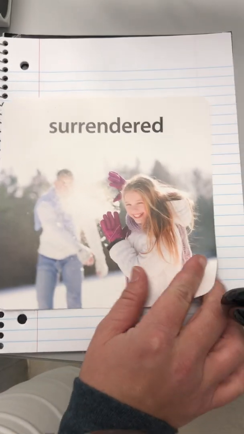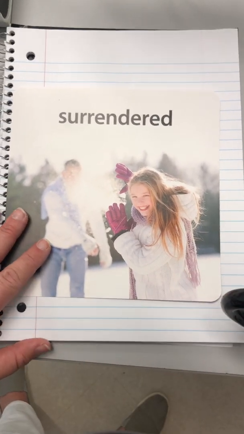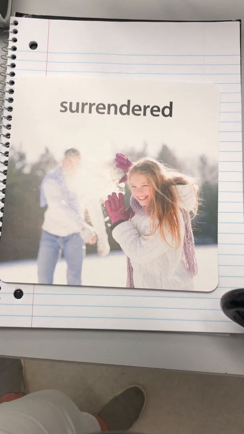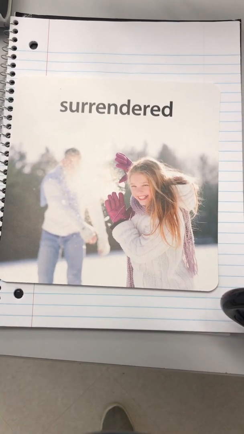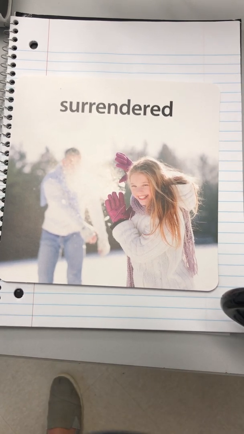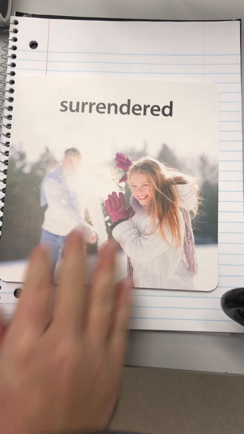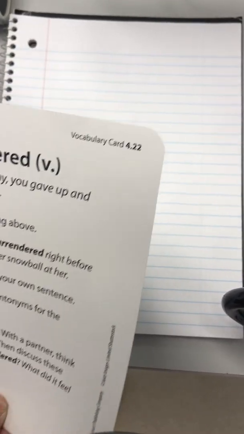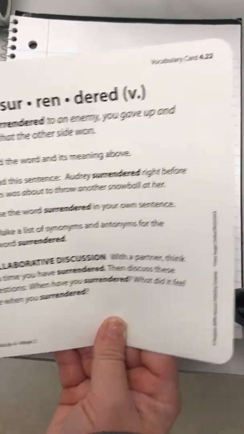All right, so the first word we're going to look at is surrendered. Surrendered. What do you think surrendered means, Julia? You give up. Maybe giving up. All right, Christopher. You don't want to fight anymore? Surrendered. Let me read you the sentence. It says, Audrey surrendered right before Wes was about to throw another snowball at her. Surrendered means if you surrendered to an enemy, you gave up or agreed the other side won.